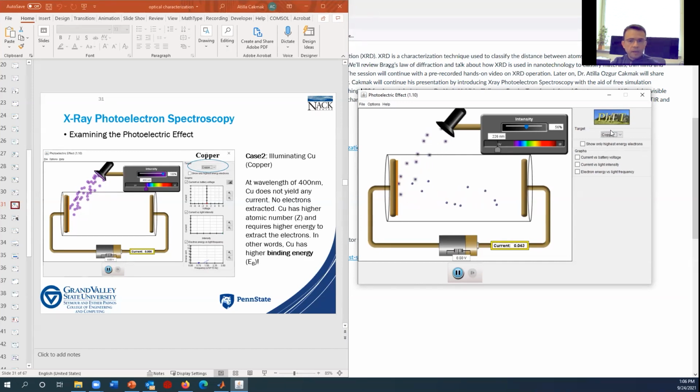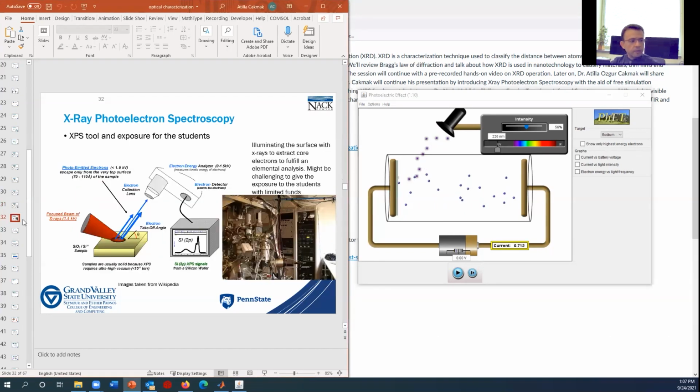All right. Now, if we switch to sodium back again, you see now with the sodium, a lower atomic number material, we can extract more electrons. So the higher atomic number materials will require higher binding energy. So in a way, they like their electrons more. You won't be able to extract those electrons easily.